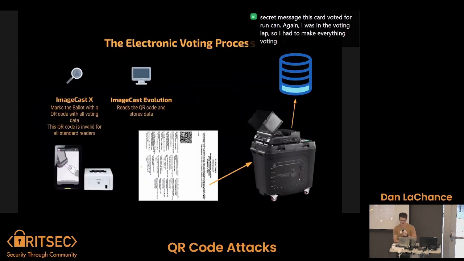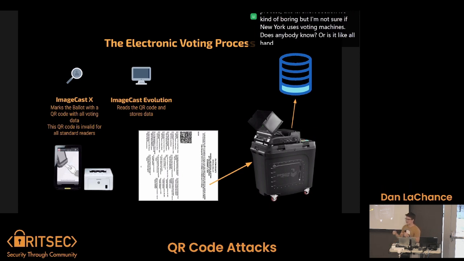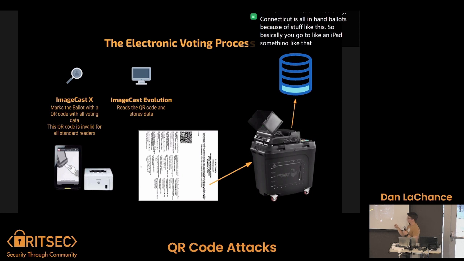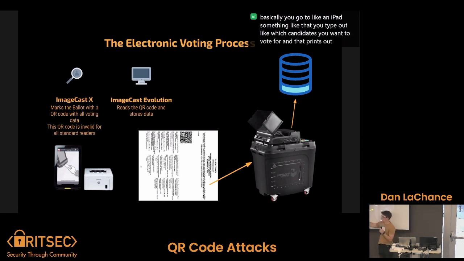All right, so electronic voting process. This is a short section. It's kind of boring, but I'm not sure if New York uses voting machines. Does anybody know? Or is it all hand ballots? Okay. Connecticut is all hand ballots because of stuff like this. So basically, you go to an iPad or something like that, and you type out which candidates you want to vote for, and then it prints out this ballot and this QR code.